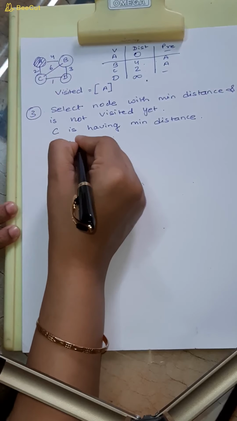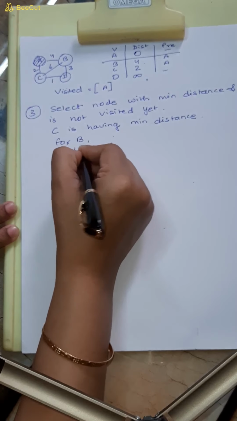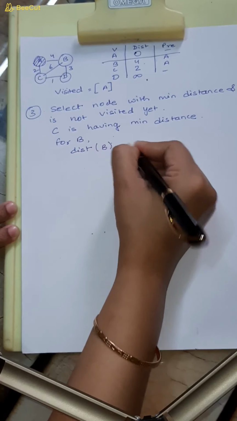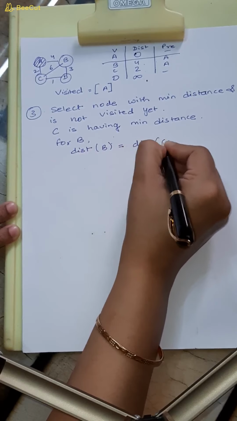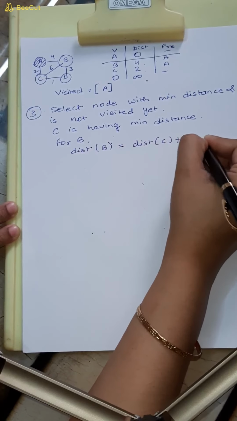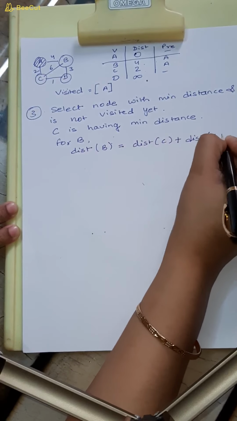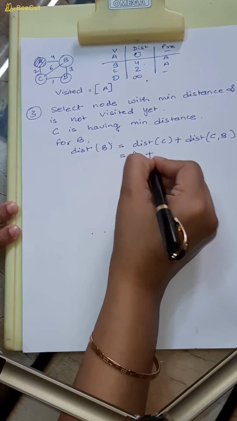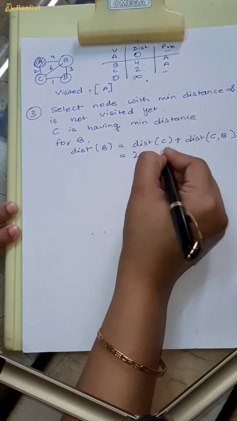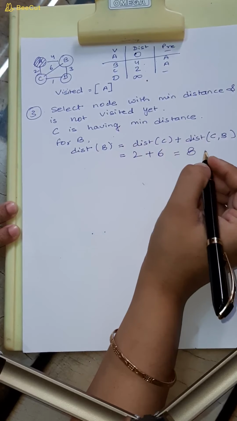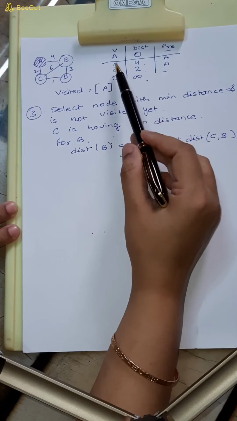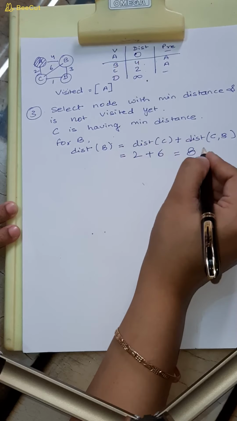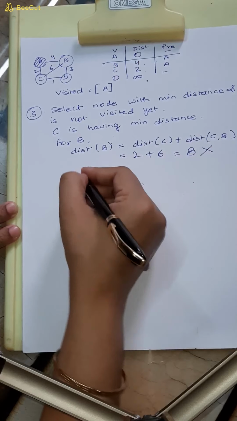So for B, again we'll calculate the distance via C. So distance of B via C will be distance of C plus distance of C to B. So distance of C in the table you can see it is 2 plus distance from C to B is 6. It is coming as 8. Now check the table. What was the distance of B? It was 4. So 4 is less than 8. We are not going to do anything and we will simply discard it.